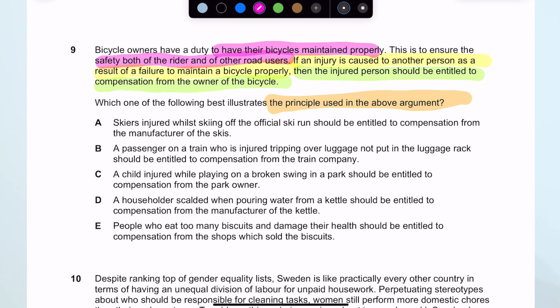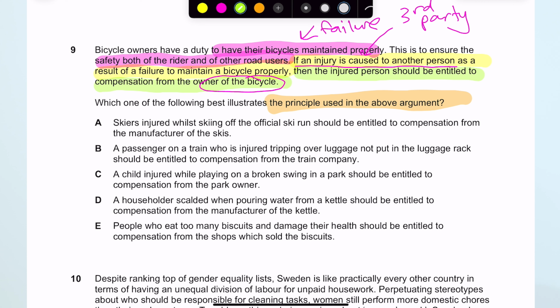Once I've read that, I've broadly split it up into how my brain likes to categorize this. And then I'm thinking about, okay, what is the argument here? They're saying bicycles should be maintained properly. If it isn't, and it causes injury, then the owner of the bike should pay the injured party. So there's a couple of things I'm going to note there. It's the relationship between a third party and the owner of something, and then its failure to maintain leads to the owner's need to pay.